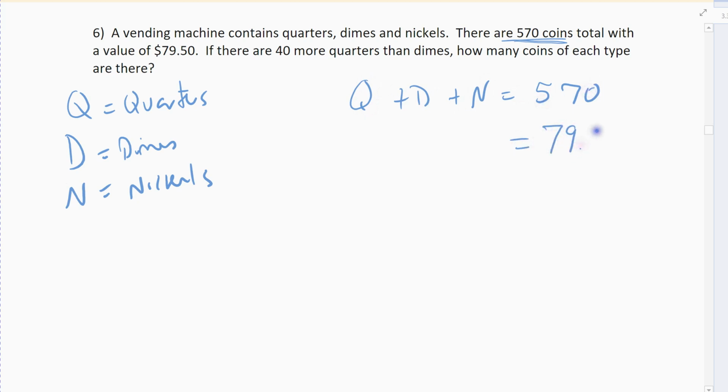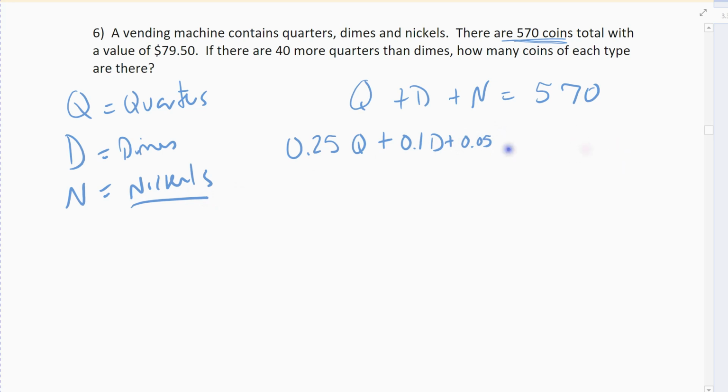Then there's the value. Each of those quarters, dimes, and nickels has a value, and when I add up all the values, it adds up to $79.50. Quarters are worth 25 cents, so each is 0.25. Dimes are 10 cents, so that's 0.1. And be careful with nickels. Make sure you make them worth 5 cents, not 50 cents. It's really easy to make that error. It's 0.05.